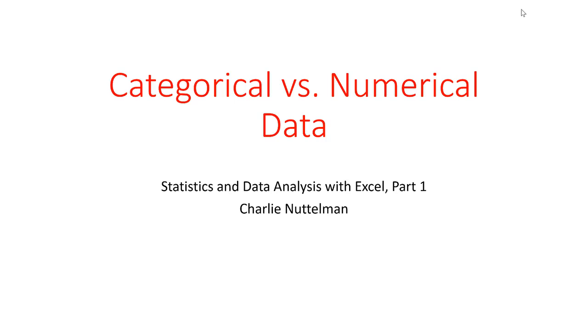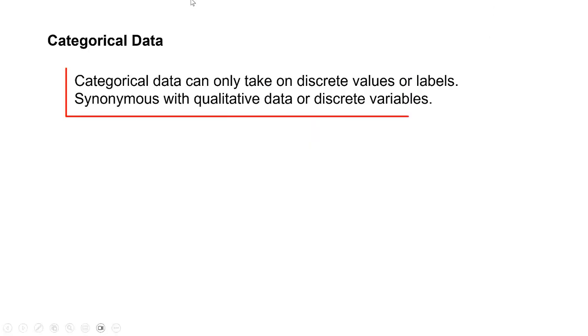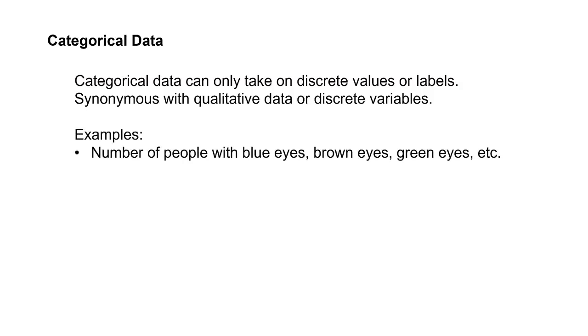In this screencast, I'm going to explain the differences between categorical and numerical data. These are the two main data types that statisticians collect. Categorical data is data that can only take on discrete values or labels. This is typically synonymous with qualitative data or discrete variables.